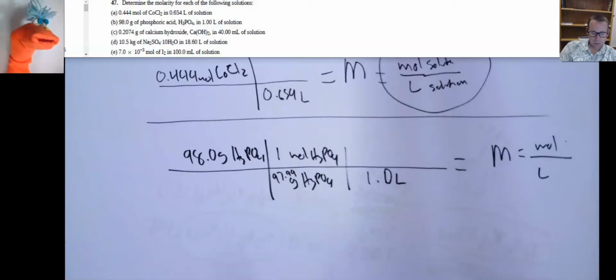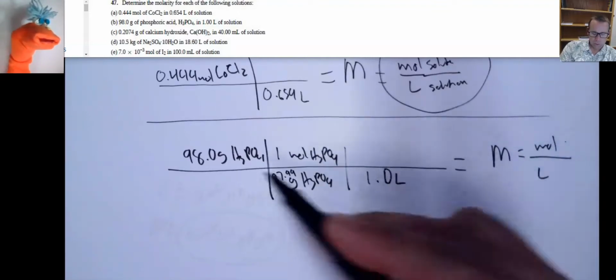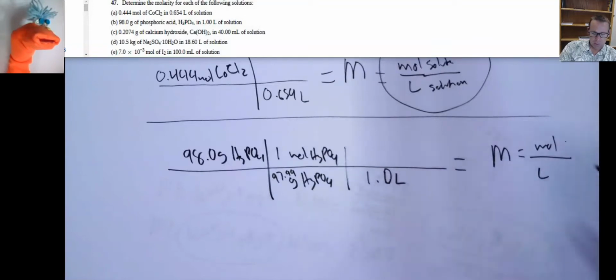Liter of solution. So 98.0 divided by, oh look, it's the same. So it's going to be 1 mole. That divided by 1 is going to be just 1 mole per liter, or 1 molar. Right, 1 molar solution. Okay, next.